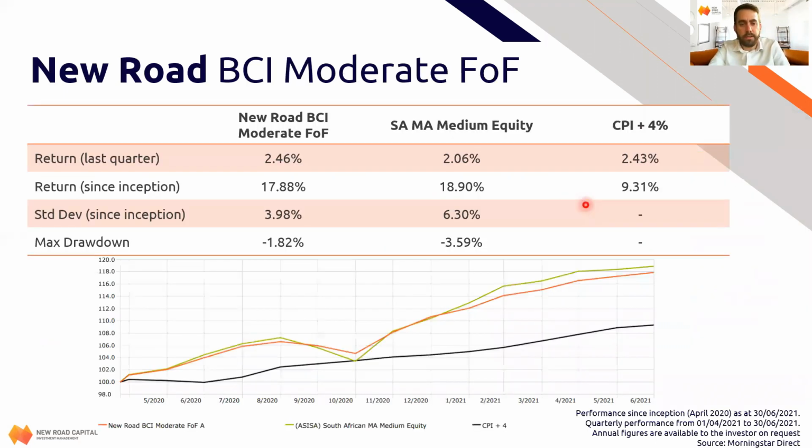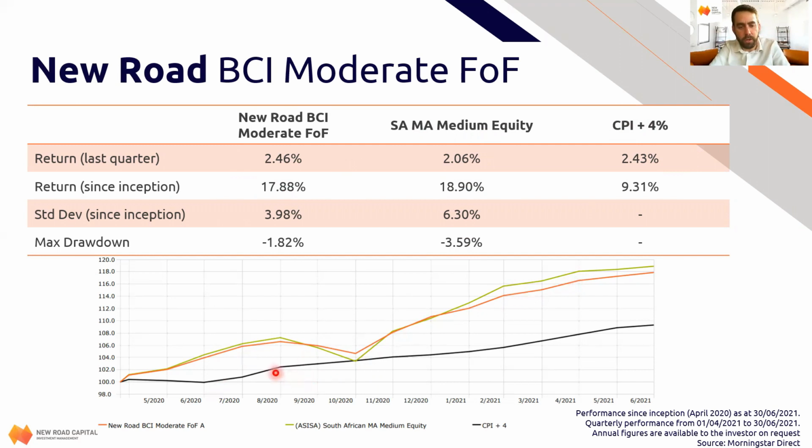If you look at Moderate, kind of same story. Over the last quarter, about 2.5%, quite far ahead of the medium equity benchmark, kind of in line with where we want to be from an inflation point of view. Since our inception in April, slightly behind the benchmark, but as I mentioned, that's because of the big run in equity.